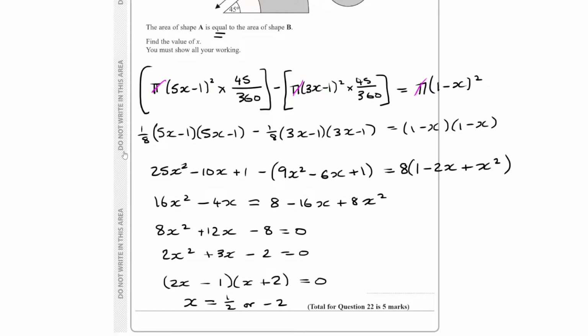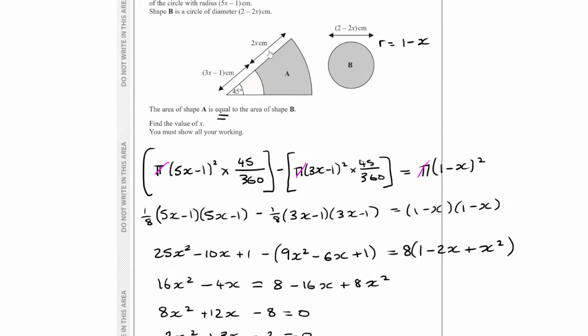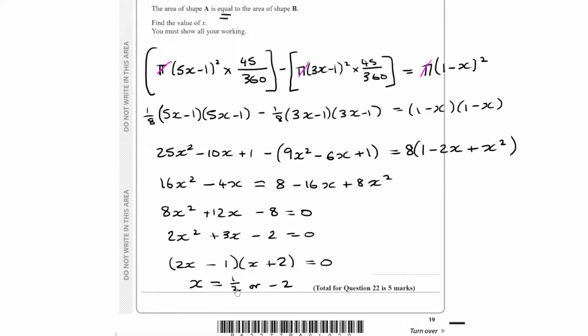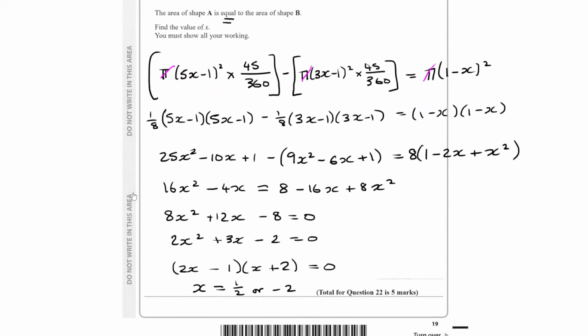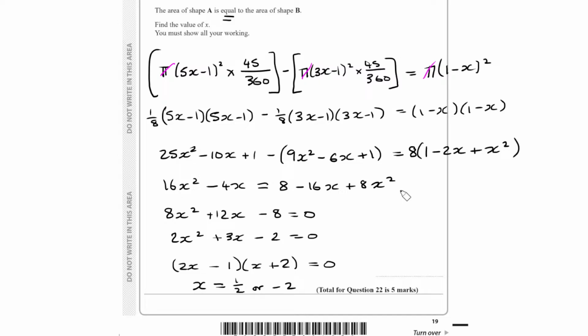Okay, so based on the context, normally with shapes, it's always the one that's not negative, right? So in this case, we've got a half or negative 2. Now have a look here, specifically at the 2x. I can't have a part of a length being negative, can I? So I'm going to go with a half. It has to be positive, doesn't it? All the side lengths, based on a context of shapes, have to be positive, so I'm going to go with a half.